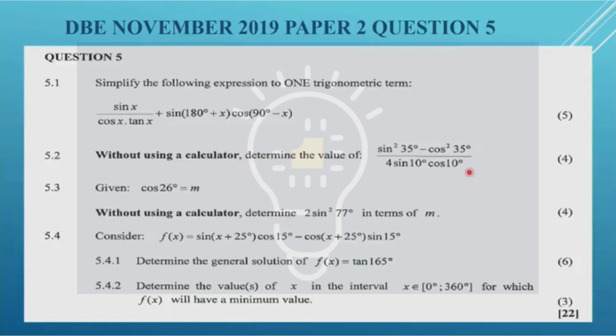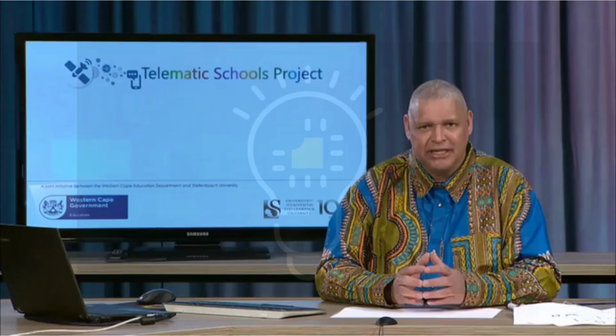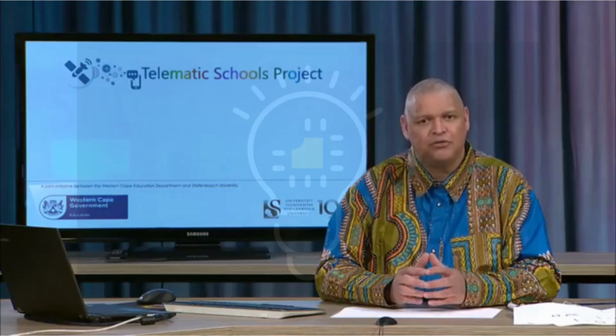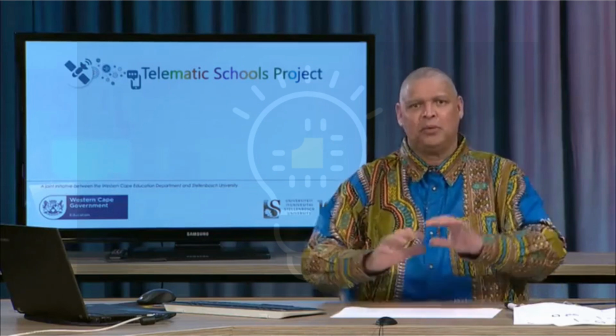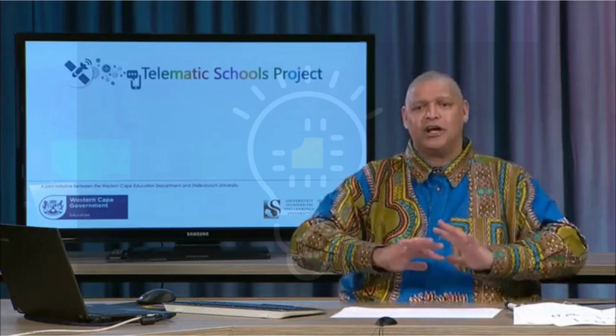Let me now have a look at question 5.4. The last question in the paper 2 of November 2019. And this involved general solutions. But what this question actually called upon us to do is to step back and try and see the vision of the big picture in terms of trigonometric identities.